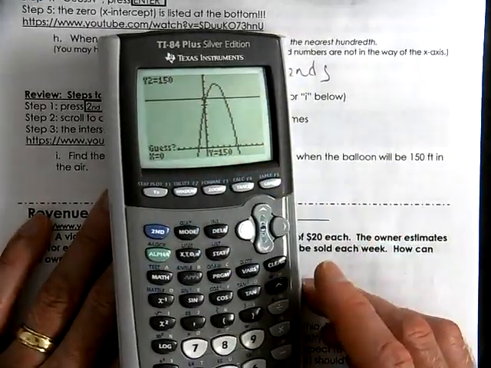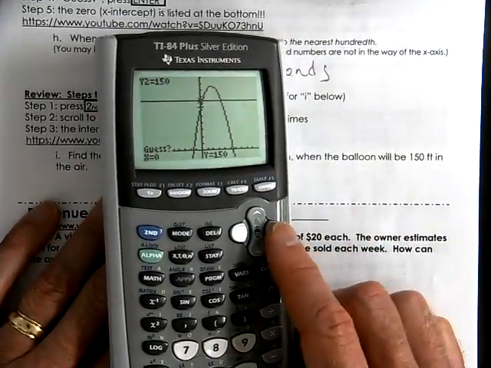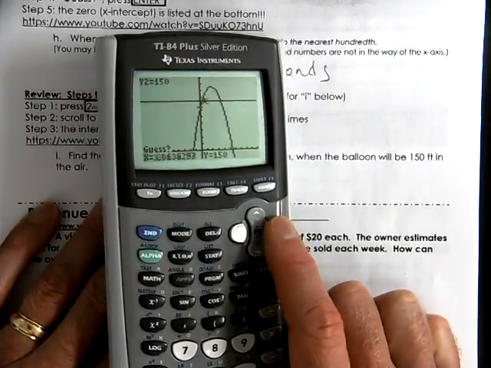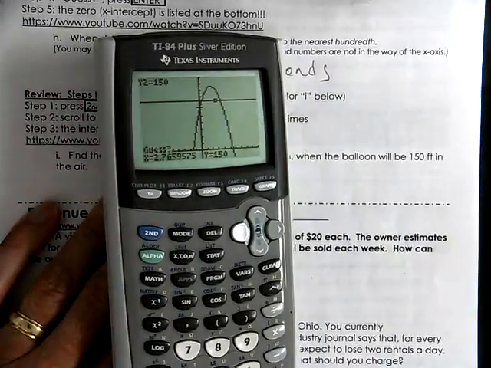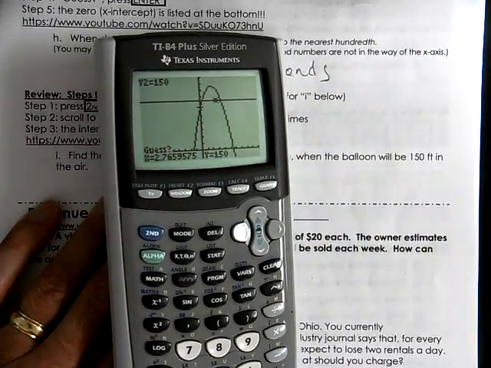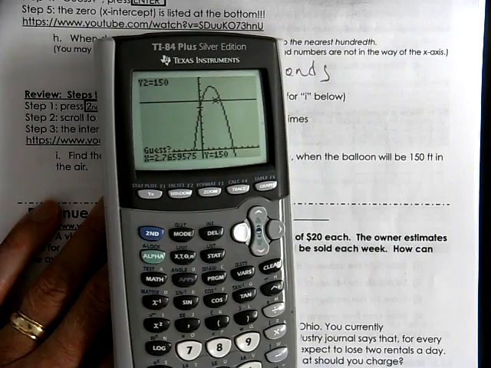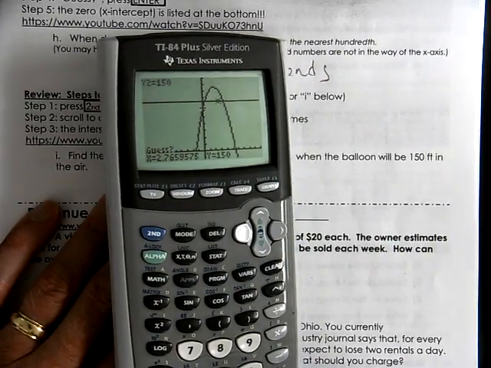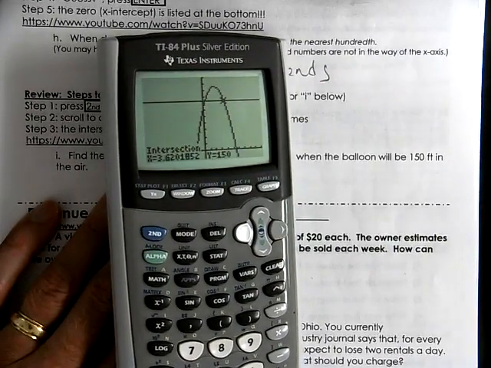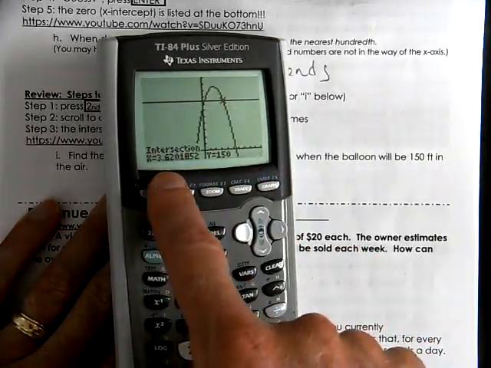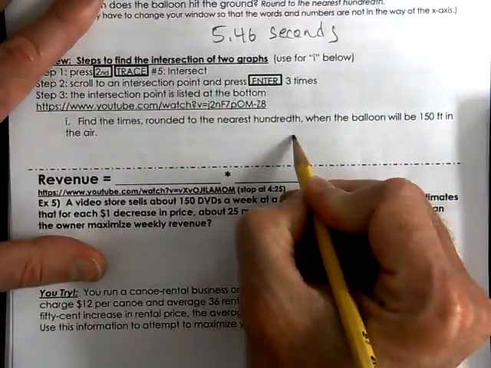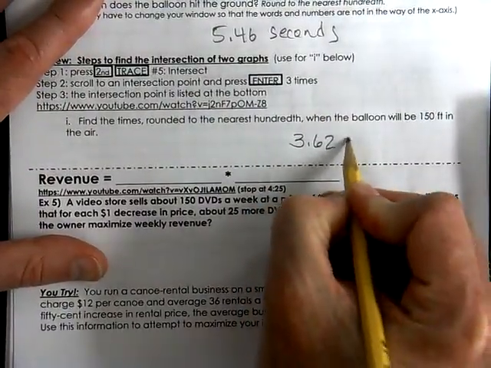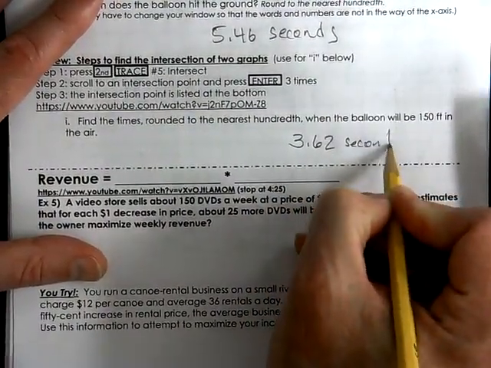And guess. Well, this matters this time. If you want to be closer to the larger value of x when y is 150, you need to get closer to that intersection and hit enter. And it'll give it to you at 3.62. 3.62 seconds.